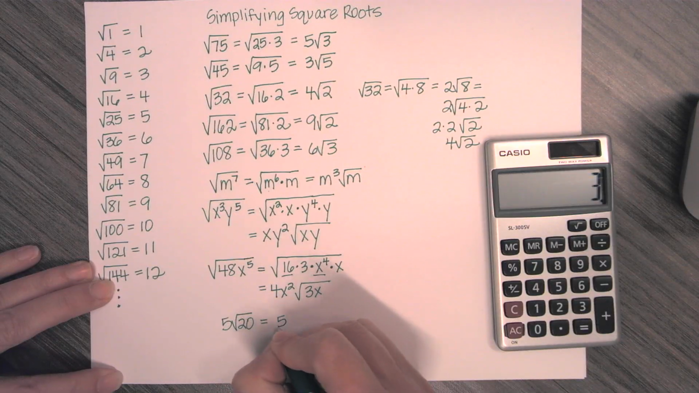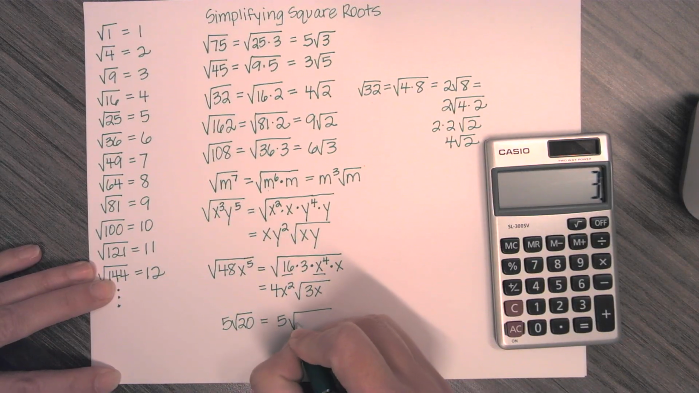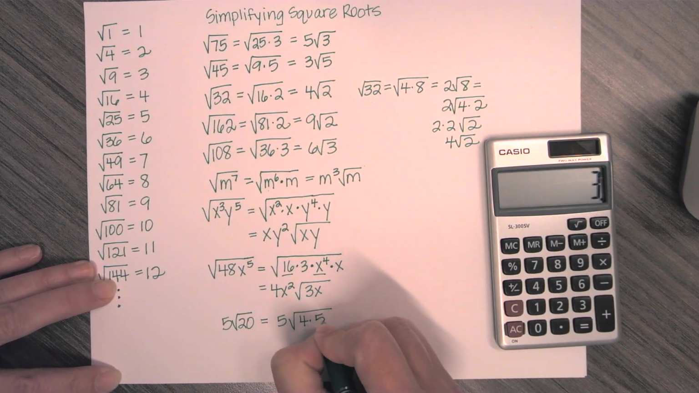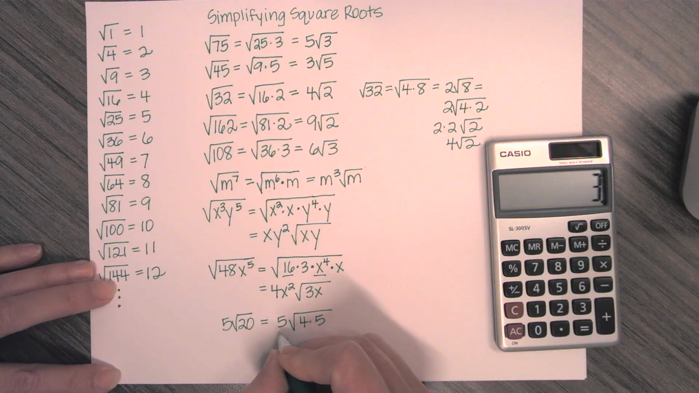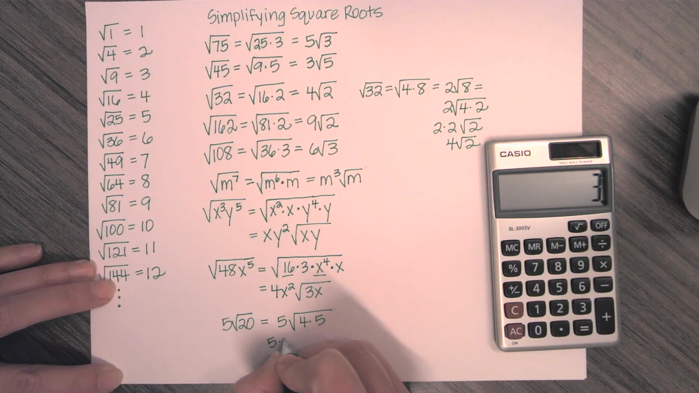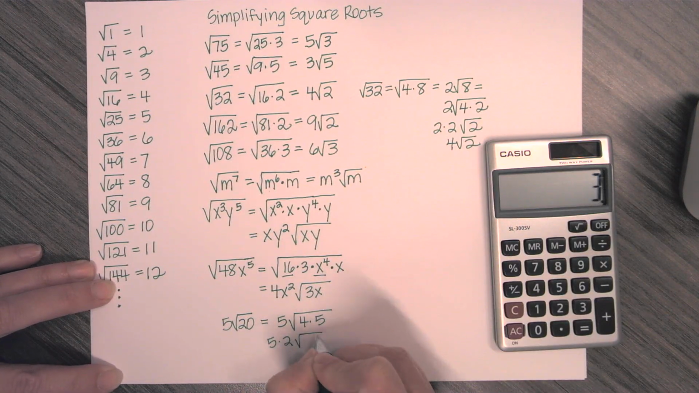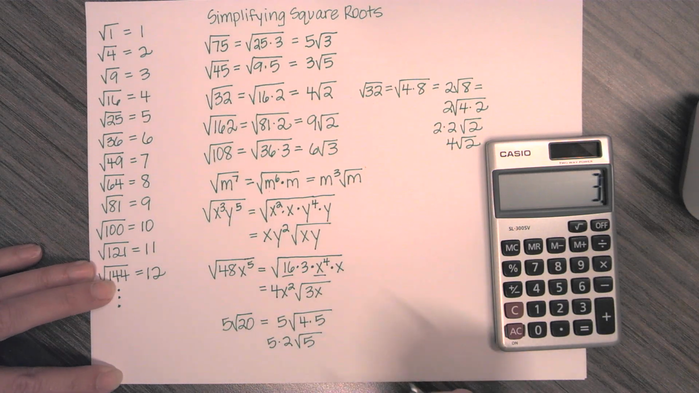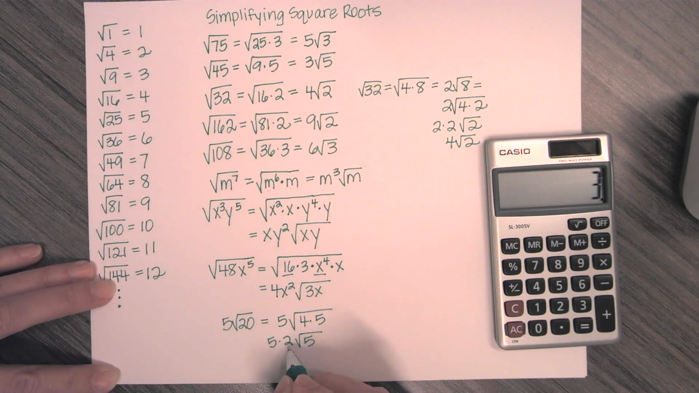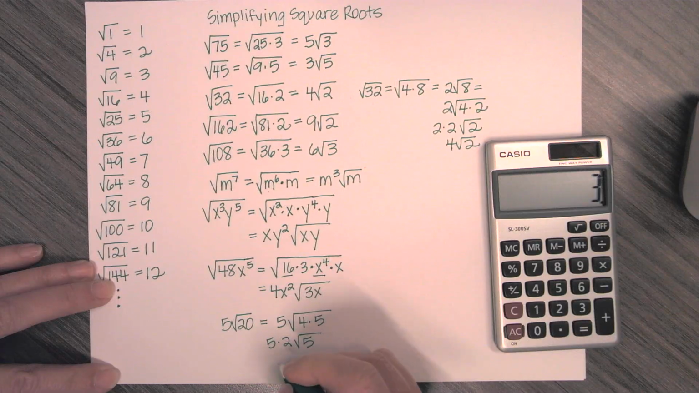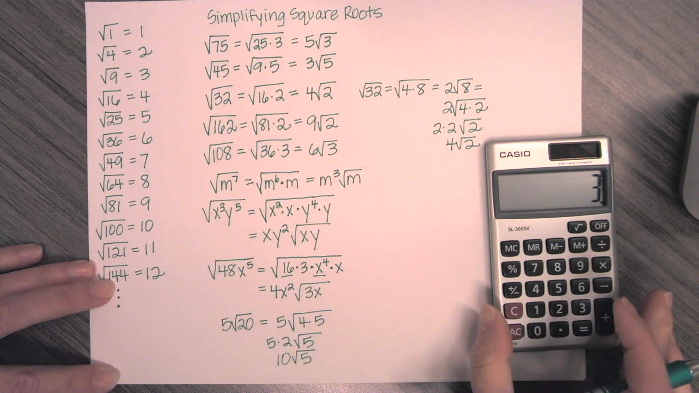Now keep this 5 on the outside. We'll break the 20 down to 4 times 5. The square root of 4 is 2. So that 2 is going to come to the outside and this 5 is going to stay underneath. When this 2 comes to the outside, we need to multiply it by the 5 that's already out there to get 10 square roots of 5.